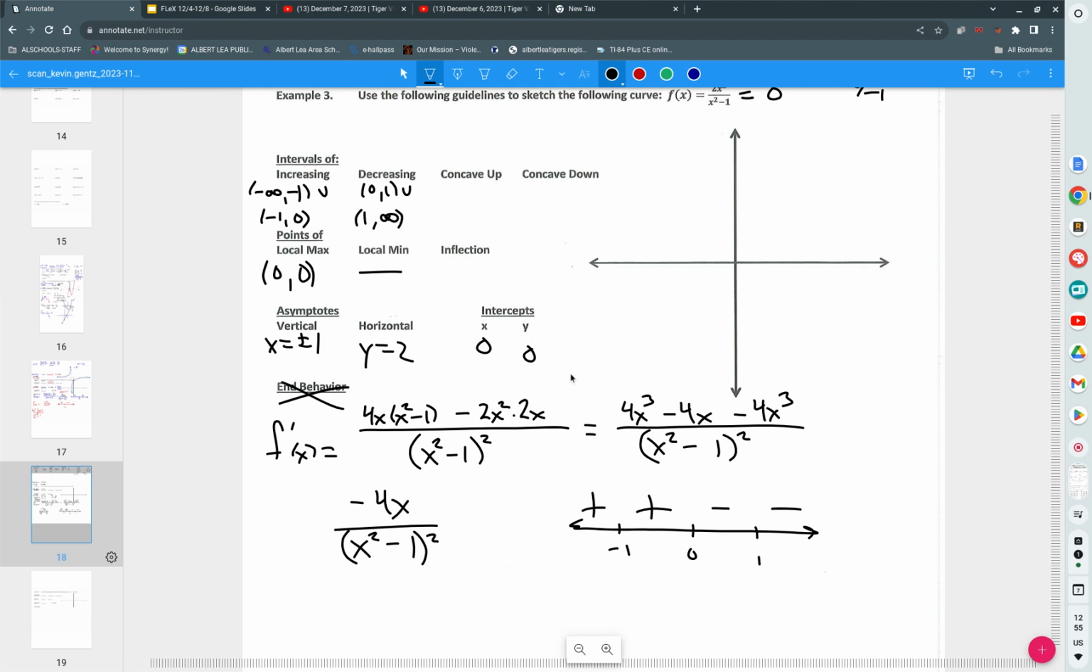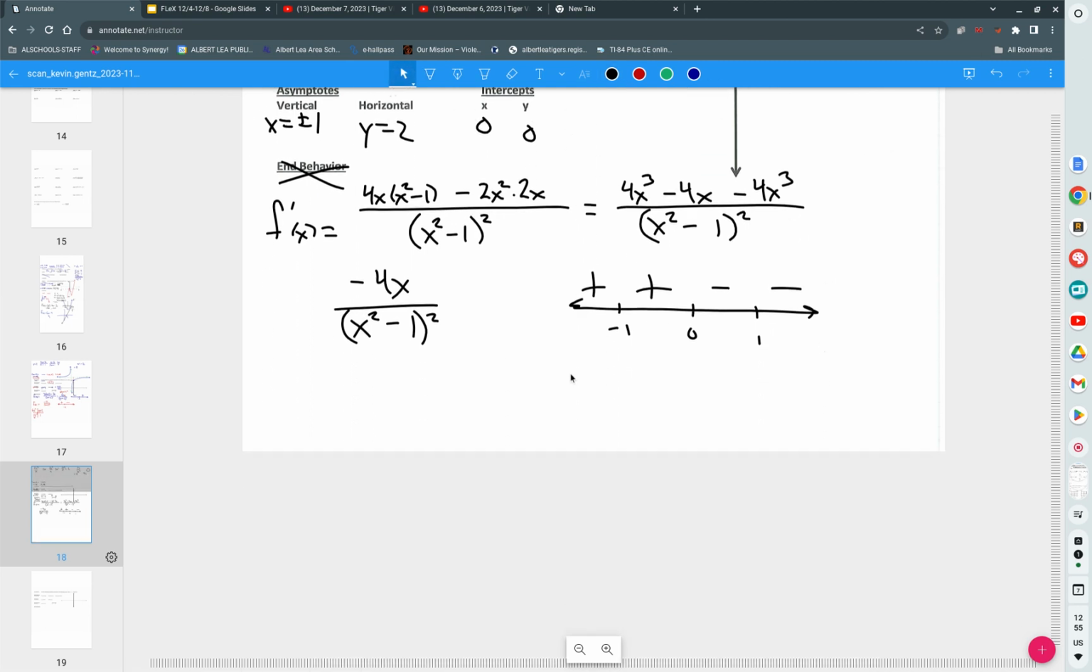Just because it changes sign, though, we have to make sure that it's part of the domain. So is 0 part of our original domain? It is. What if it changed at negative 1 or 1? Then we would not include those because they're not part of the original domain. Are we clear about that piece? Then we move on. Now what?